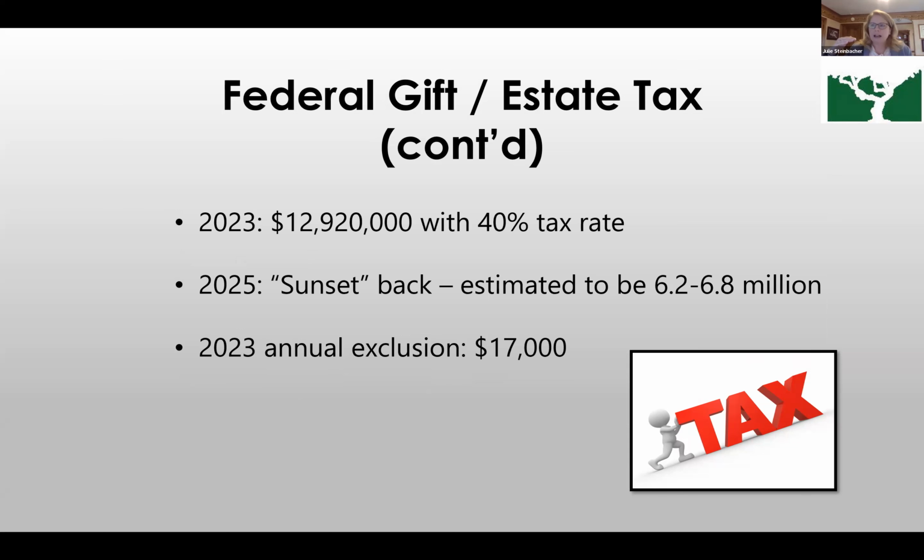But in 2025, if the government does nothing, if they take no action, that exclusion amount is going to sunset back to what it would have been previously, but inflation indexed. Last time I looked this up, that was estimated to be 6.2 to 6.8 million. But I did just relook it up this morning, and now the estimates are about 7 million. And I think that's probably because of inflation. I think that estimate's probably going to go up a little bit.